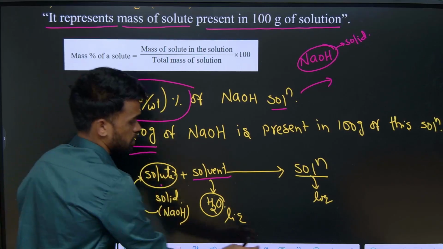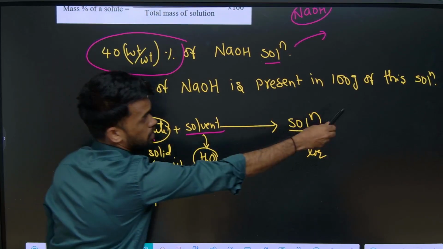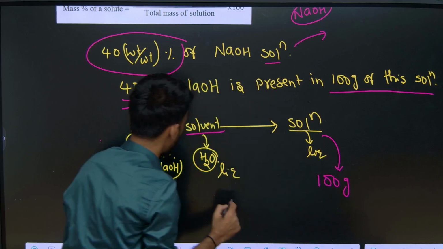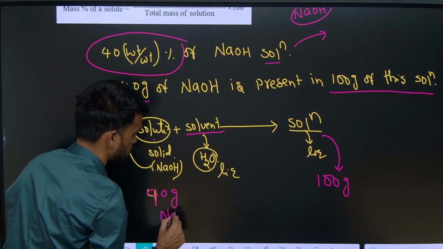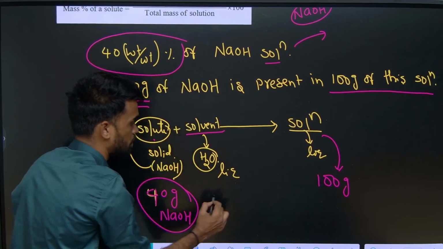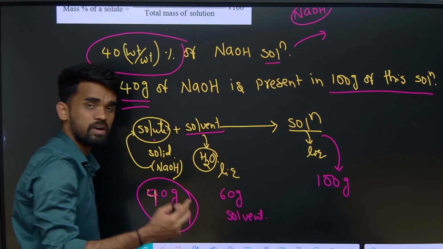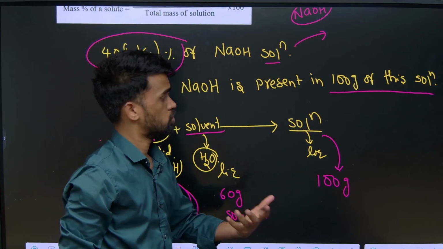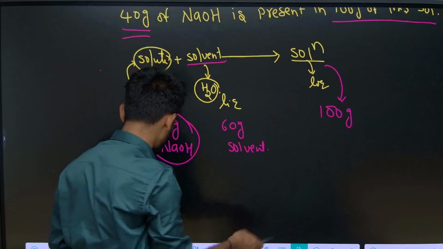Now, 40 grams means, how do we define this? If I take 100 grams of solution, out of that, 40 grams of NaOH is present. And what is the remaining amount? The remaining amount will be 100 minus 40, which is 60 grams of solvent. I hope this is clear. This is how to identify the quantity of solute and solvent in a given solution based on weight by weight percentage. Now, how do we find this weight by weight percentage?